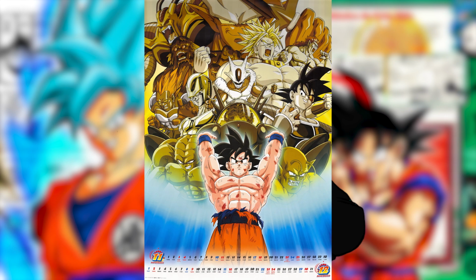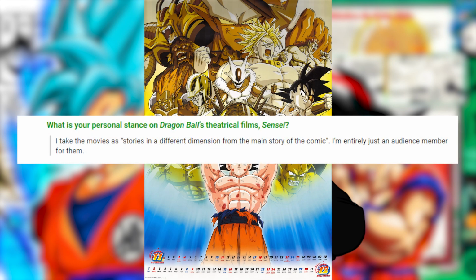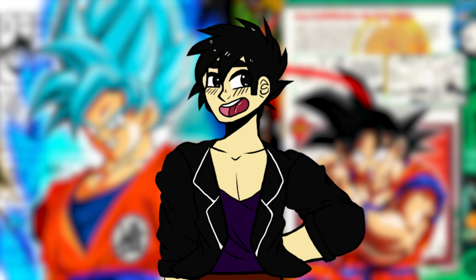Similarly, the Dragon Ball Z movies also fall under a similar category, as each movie is its own canon, due to Akira Toriyama stating that each movie takes place in its own dimension, so trying to scale them to the anime or manga is near impossible.